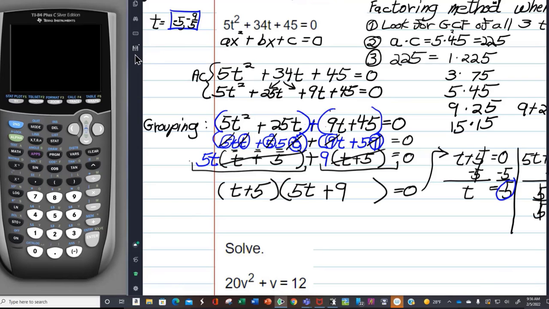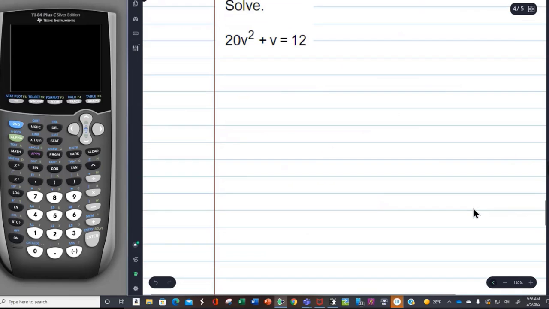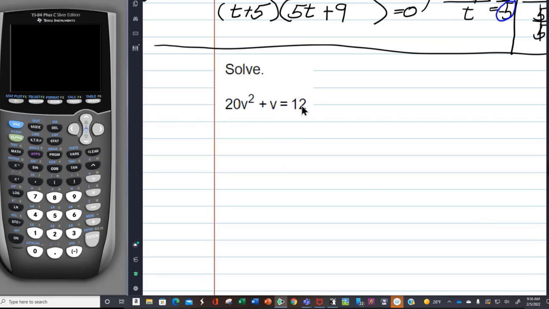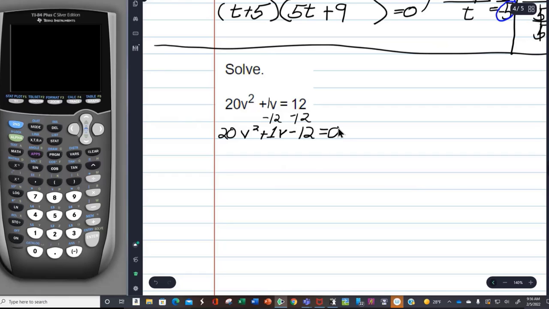One more. Twenty is not a one. It takes real intelligence to know that, I know. 20 is not one. And two goes into both of these terms, but not into that one. So what are you gonna do? Use the zero principle, minus 12 and minus 12, so that you get 20v squared plus 1v minus 12 equals zero.